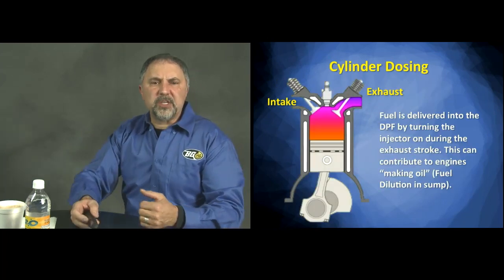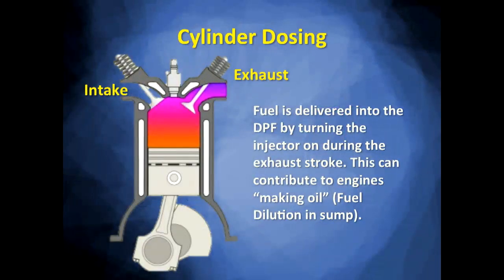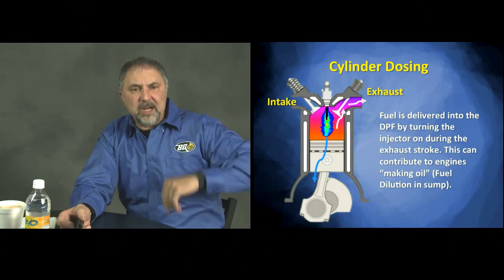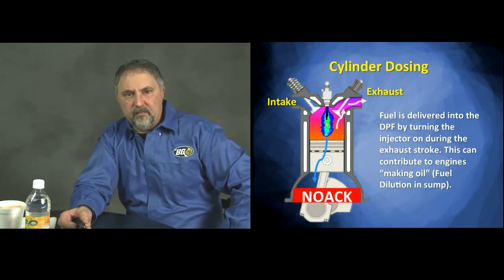Now, cylinder dosing itself is when I inject fuel around when the exhaust valve is open, and I inject fuel into the cylinder. As fuel goes in the cylinder, some of it's going to be pushed out the exhaust, but there's no compression because the exhaust valve is open. You remember, we need the compression to keep those rings sealed against the cylinder, while some of the fuel gets down into the sump where the oil's at. What does that do to your volatility?